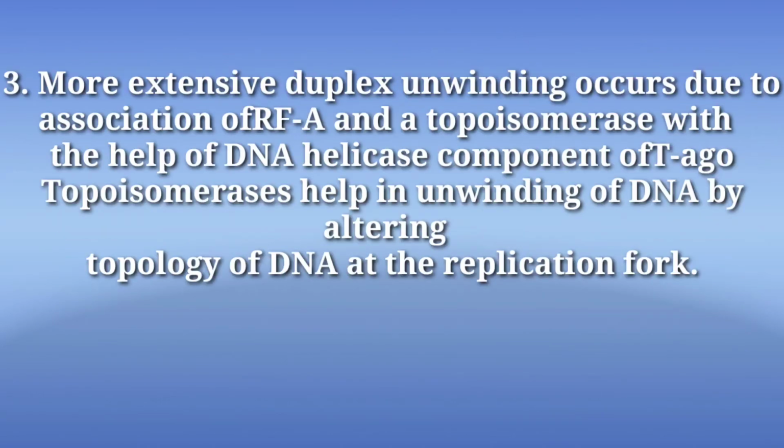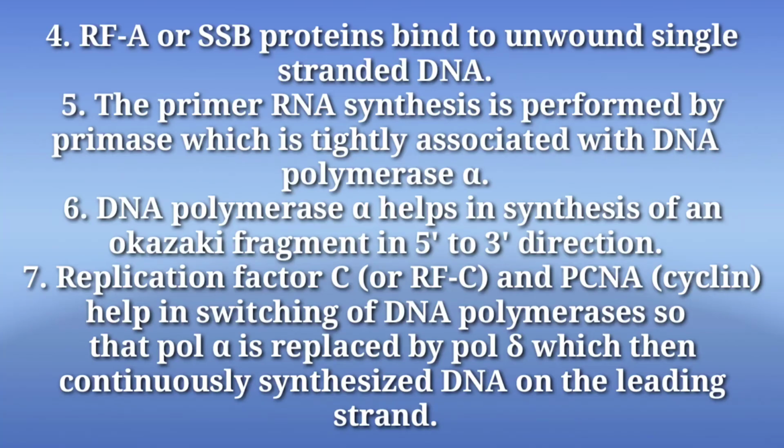3. More extensive duplex unwinding occurs due to association of RF-A and a topoisomerase with the help of the DNA helicase component of T antigen. Topoisomerases help in unwinding of DNA by altering topology of DNA at the replication fork. 4. RF-A or SSB proteins bind to unwound single-stranded DNA. 5. The primer RNA synthesis is performed by primase, which is tightly associated with DNA polymerase alpha.